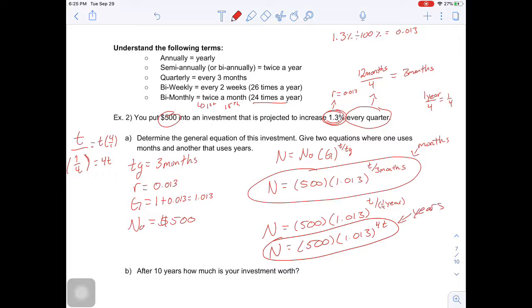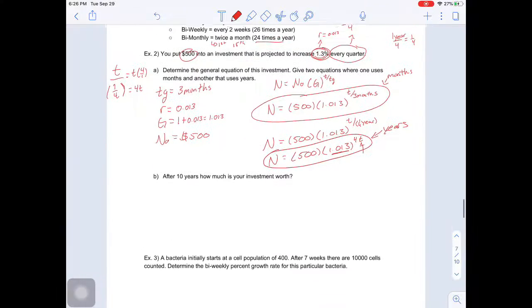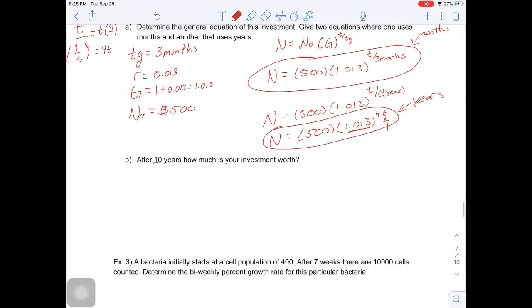So this equation is for if you're using years, which makes sense because if you plug in 1 year there, well, that's 4 quarters. So you will increase 4 times here. Now, after 10 years, how much is your investment worth? Well, here I'm dealing with years, so I'm going to use this equation.